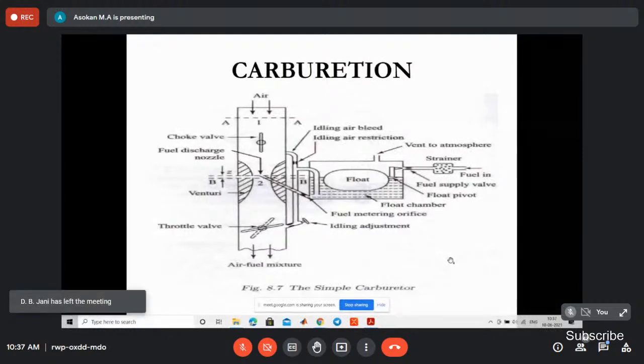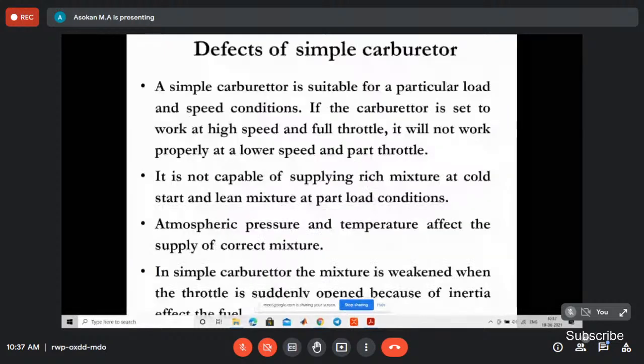So, the drawbacks of a simple carburetor. The carburetor is suitable only for a particular speed condition. It will not work properly at low speed and low power. That is the drawback. We can set the carburetor for a particular speed and load only, but it's not possible to operate at a lower speed and load.